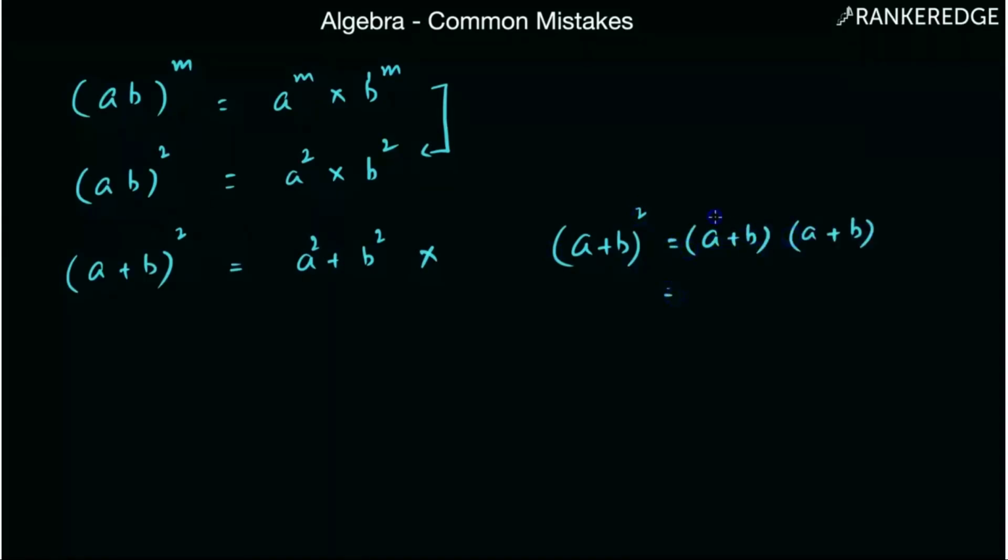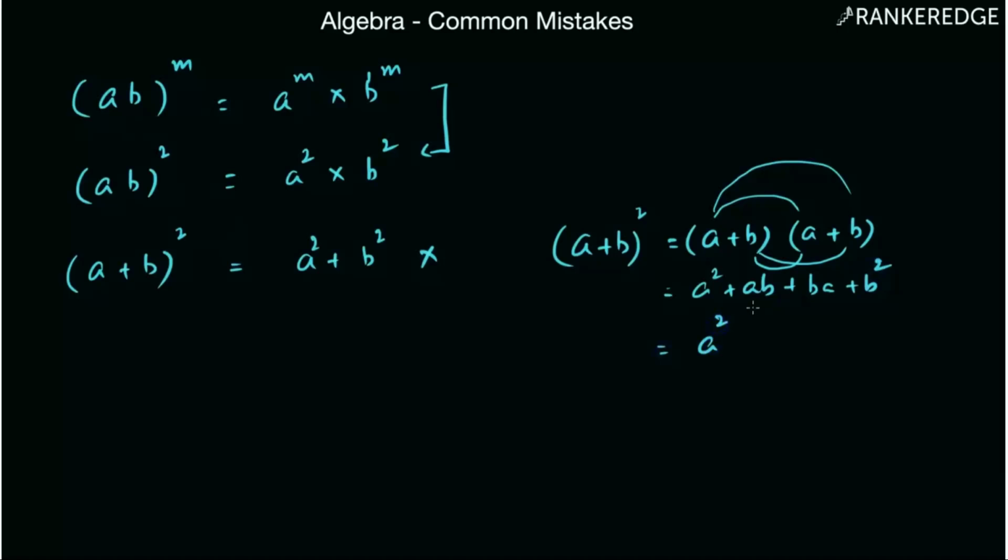So this is a into a plus a into b, that is a square plus ab, plus b into a plus b into b, that is b into a is ba plus b square. So that will be equal to a square, this ab plus ba, both are ab, so that will be 2ab plus b square.